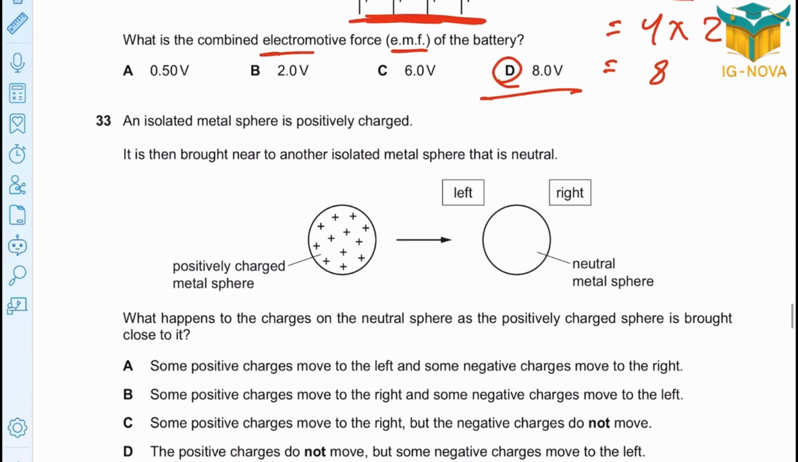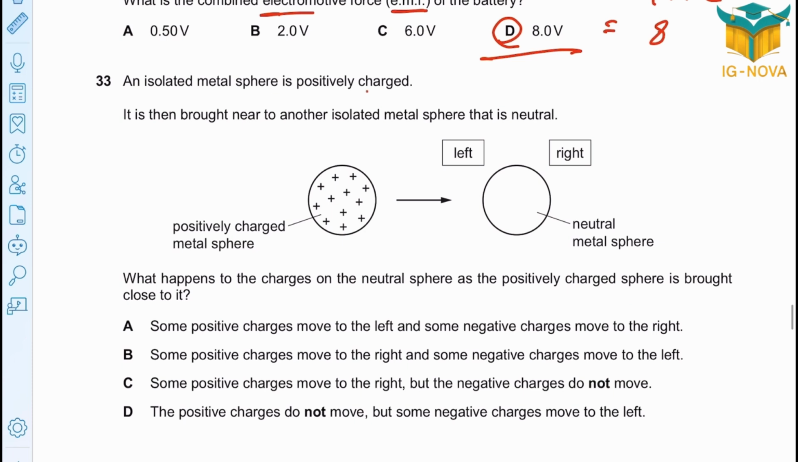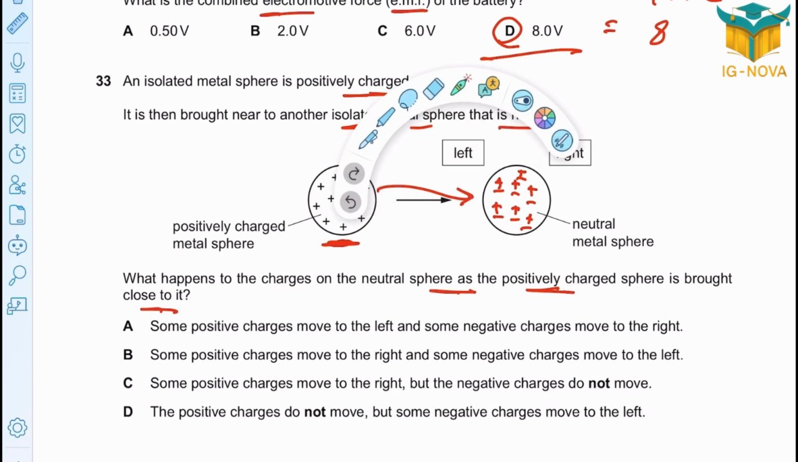Question 33. An isolated metal sphere is positively charged and then brought near to another isolated metal sphere that's neutral. Easy. What happens to the charge of the neutral sphere as the positively charged sphere is brought close to it? As it moves here, what's going to happen? The positive will attract more negative charges.